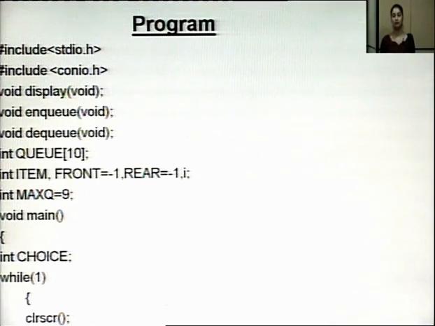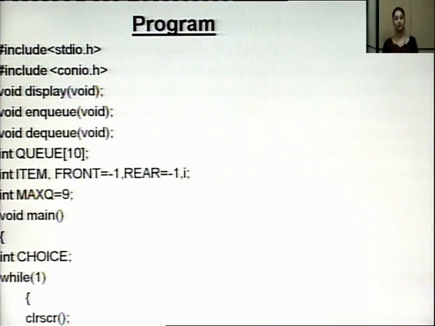This is the header file for the program. Now these are the three different functions I use in my program. First one is for display, void display. Second one is to insert an element, void enqueue, and third is void dequeue. After that I globally declare the various variables, because these variables are used by all these functions.